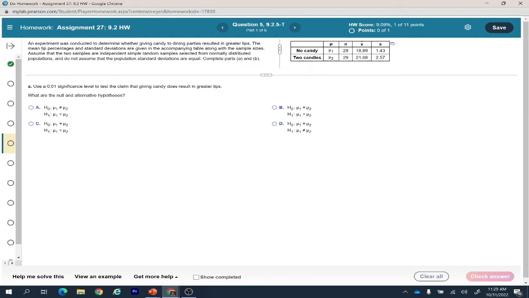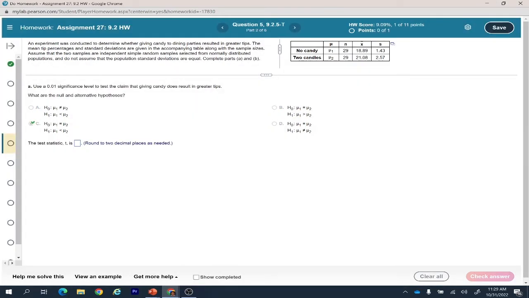So there are three different options. And another option is our claim is that giving candy does result in greater tips. So that means mu2 should be greater than mu1, or mu1 should be less than mu2. So this is the option we have, where mu1 and mu2 are equal for the null hypothesis, and the alternative hypothesis is mu1 is less than mu2.